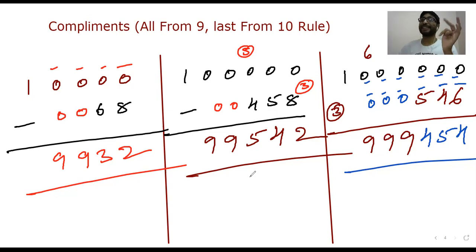The number ending with 0 is called base. 10, 20, 30, 40, 50, and so on. 100, 200, 300, 250, 350, 500, 600, and so on. 1000, 10,000, 1 lakh, 10 lakhs, 1 crore, and so on. The number ending with 0 is called a base number. Where to apply complements, you'll get to know in the live classes. This is the rule for all from 9, last from 10. For finding complements also, we use this rule only. And we use this rule in multiplications and divisions.